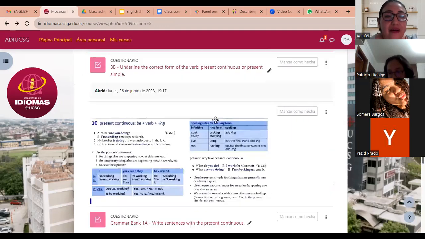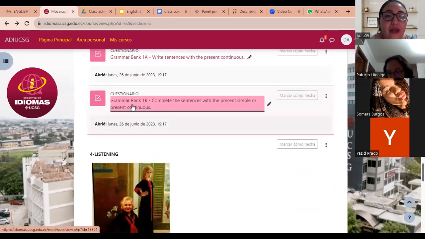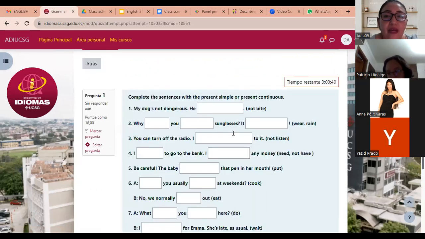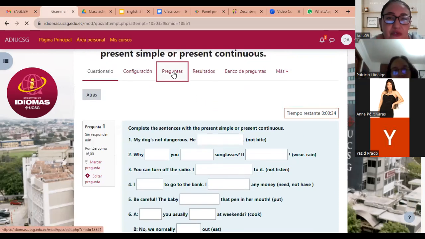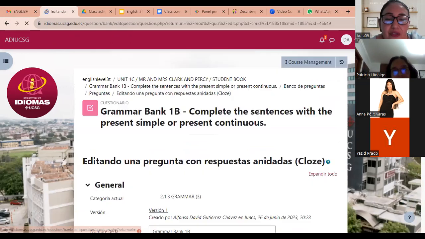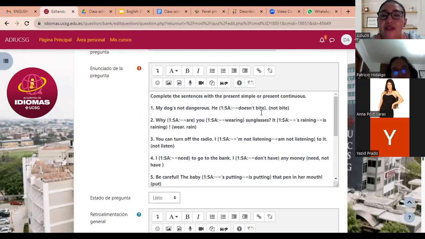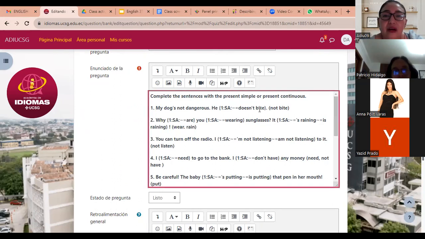And so let's try now. Let's try 1B, right? This is the one we haven't tried. 1B. Okay, let me see if we have to use contractions or not. Let me just double check before. Yes, we need contractions. Yeah, we need contractions. Let me see. My dog's not dangerous. Okay, on doesn't, we need contractions.